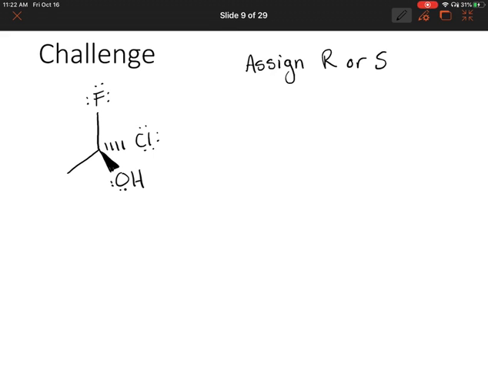All right. Let's go over this problem together. So let's assign priorities. Which of the groups or atoms that are directly attached to carbon has the highest mass? Does fluorine have the highest mass, chlorine, oxygen, or carbon? Remember, this is a methyl group off to the left. Chlorine has the highest mass, so chlorine is priority 1.